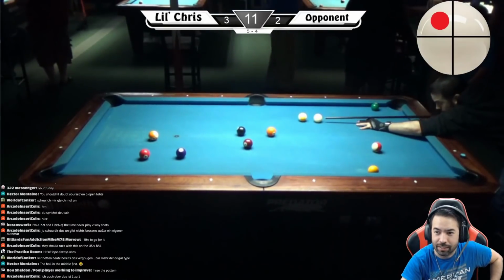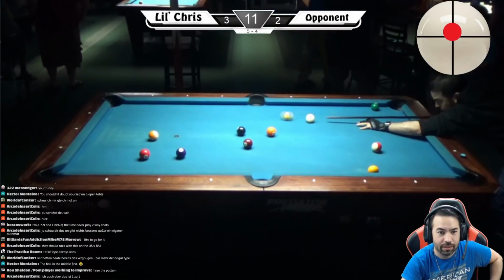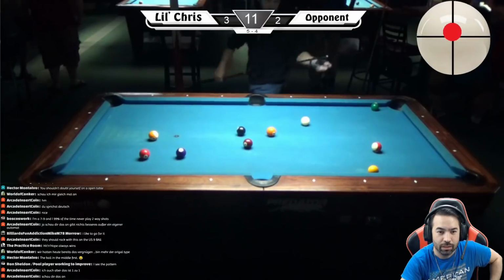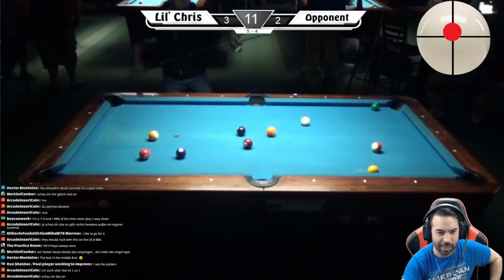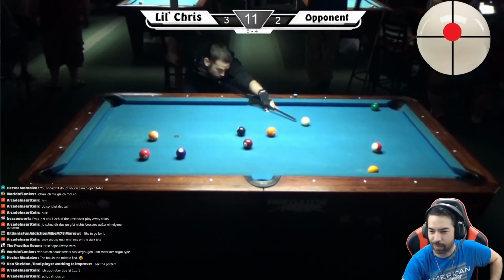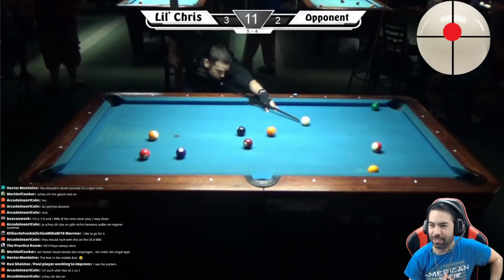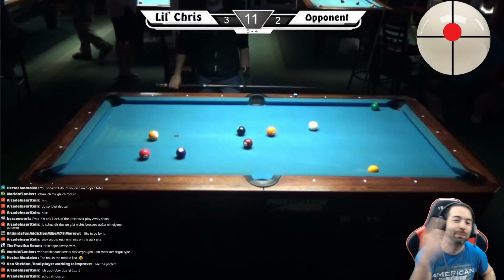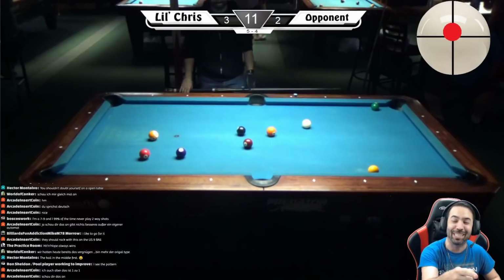What am I doing? Is that a center ball hit? Yeah, a bit of a center ball hit. Don't allow the cue ball to roll. 11 ball to the 13. And where am I playing the 8? If I'm going to judge myself, this is not a really good pattern. I do not like the pattern that I played.